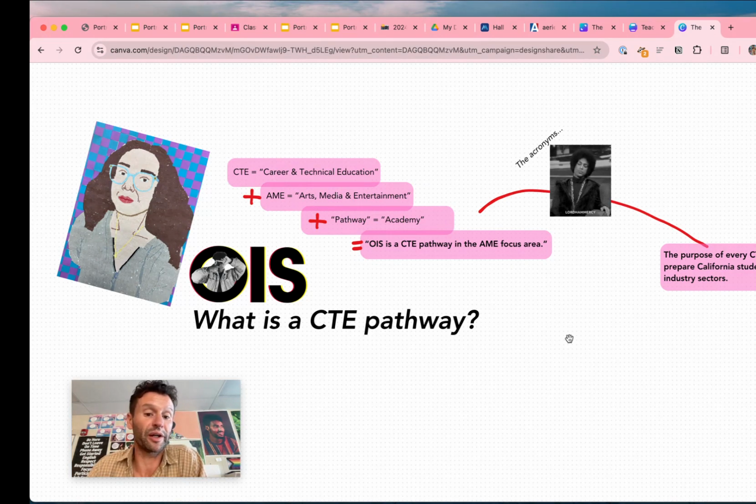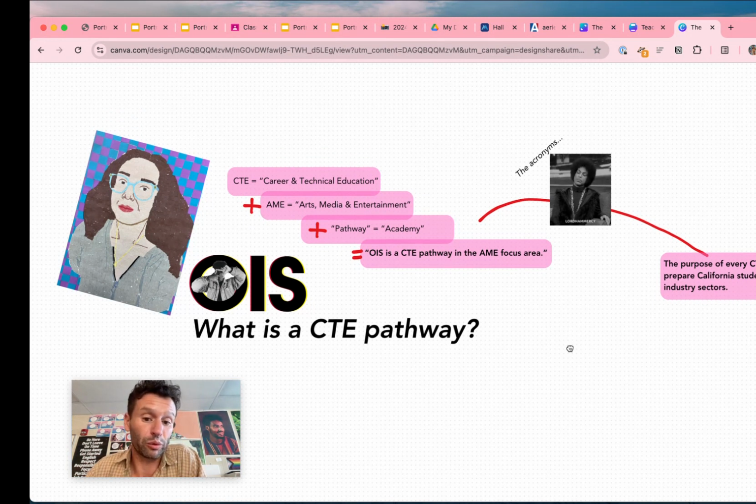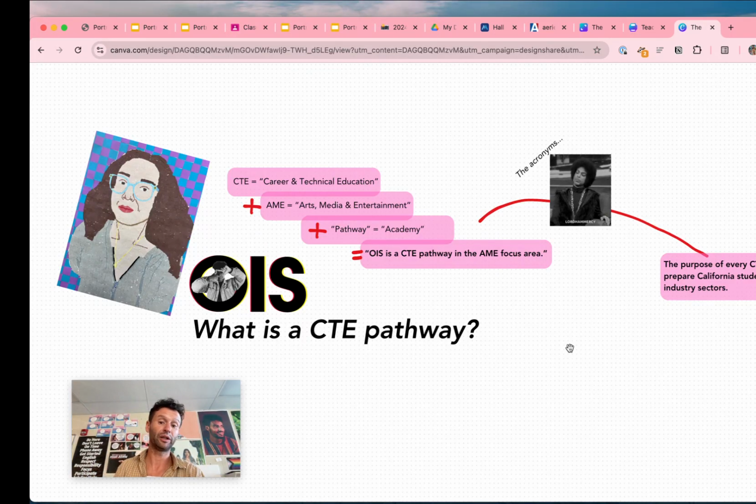If we put all these things together, Oakland International Studios is a career and technical education pathway in the arts, media, and entertainment focus area. If you don't memorize that, totally okay. But here it is, so you know.